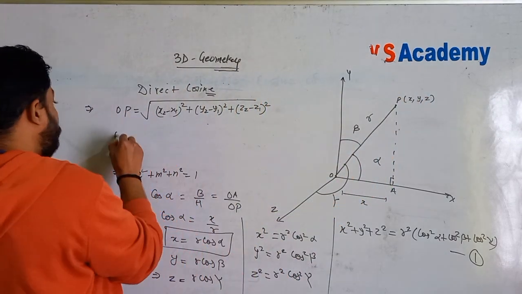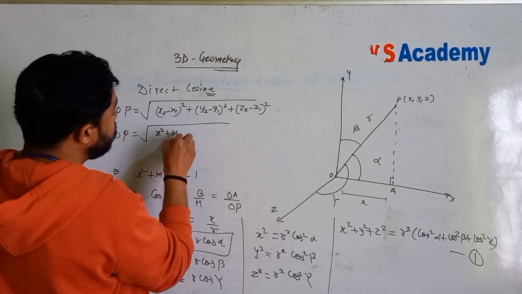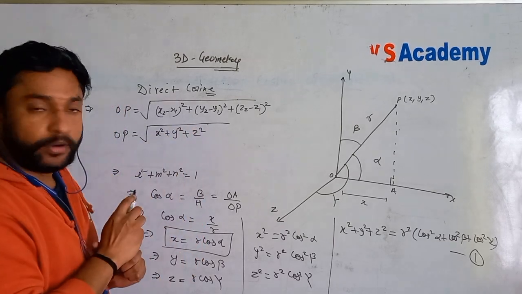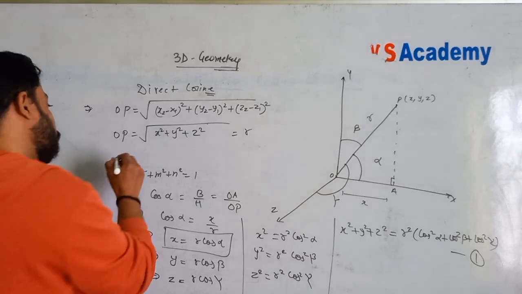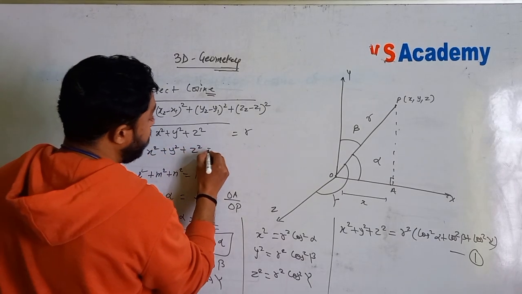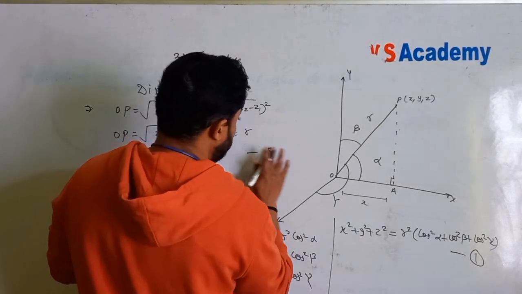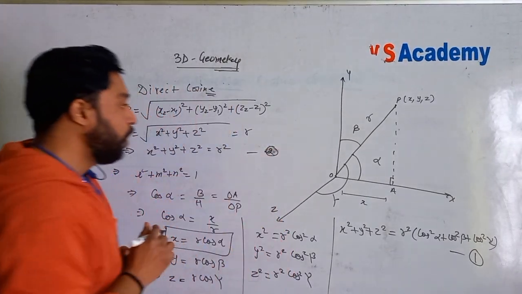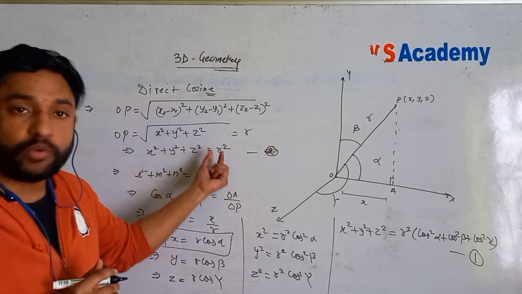So you can put in the formula and you can calculate the OP, which is under root x square plus y square plus z square, right? And also OP we already discussed that it is R, right? So from here I can write down that x square plus y square plus z square is equal to R square, right? So I can say the equation number 2.